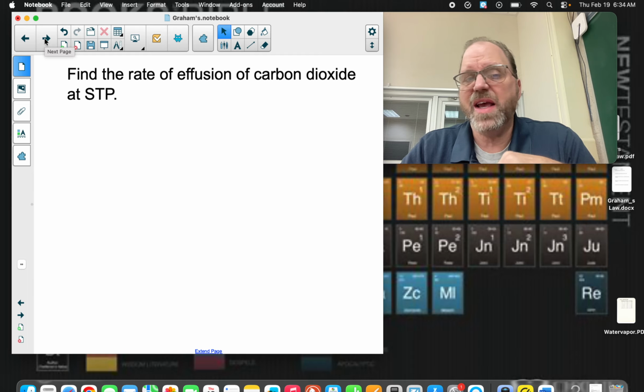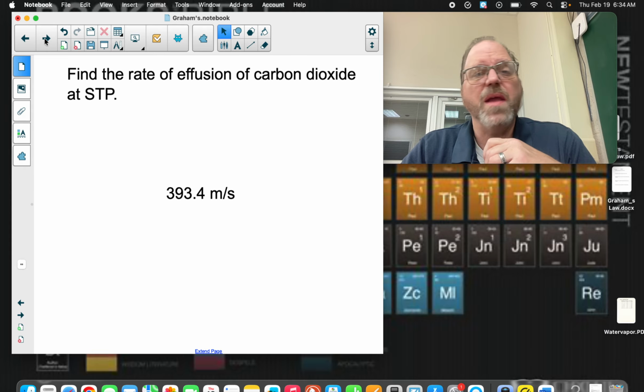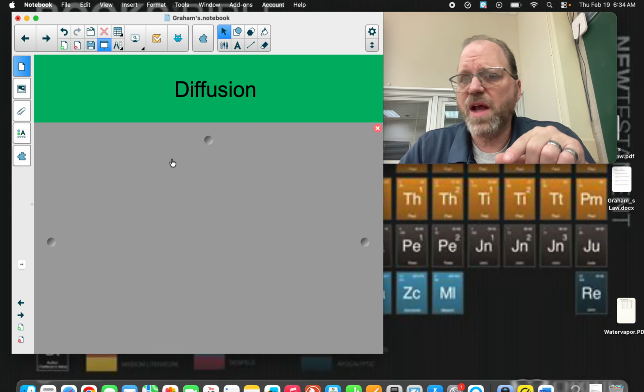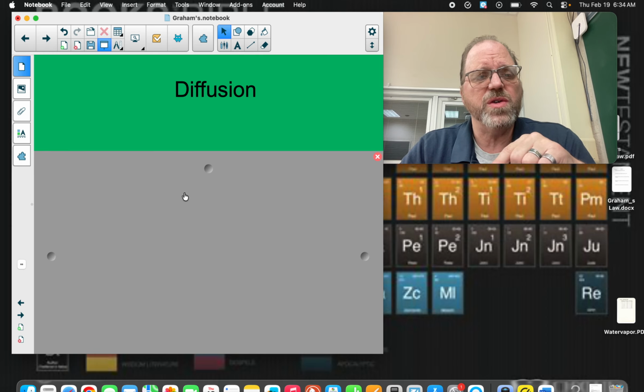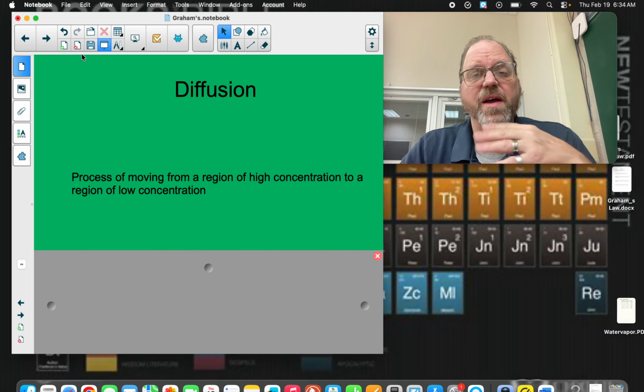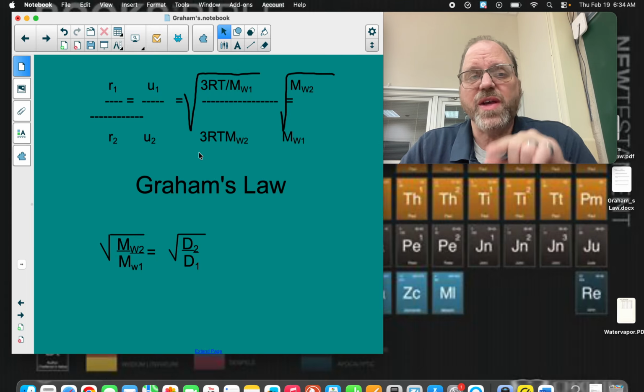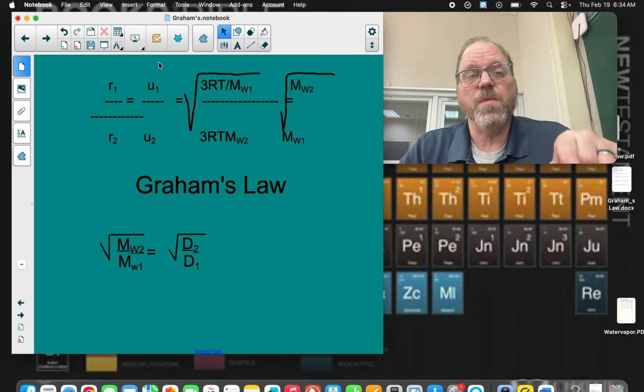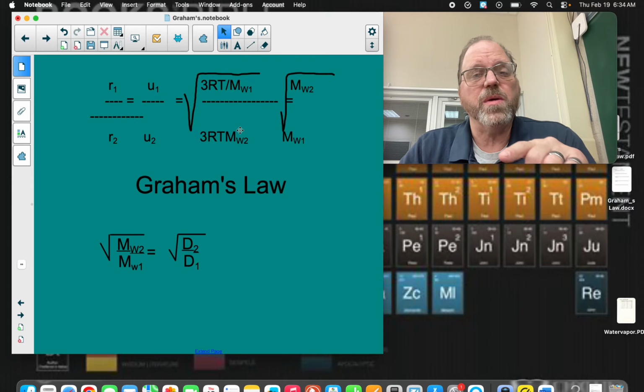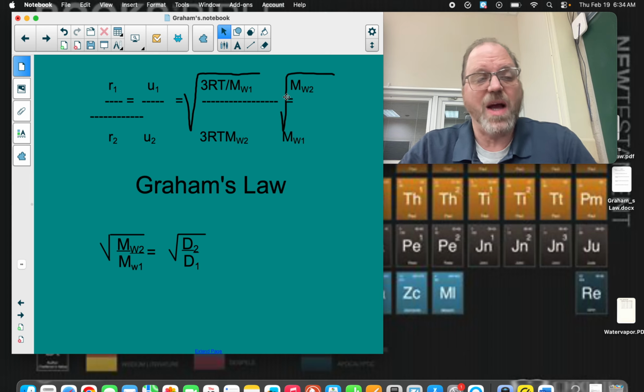So that's the answer, 393.4 meters per second. Now we can also talk about what we talked about last year, diffusion. Diffusion is the process of moving from a region of high concentration to a low concentration. Now, the way that we actually got those is using that U value. If we take the square root of 3RT over MW, those get flipped, and that's how we got the Graham's Law equation we worked with last year. The rate of 1 over the rate of 2 is the square root of MW2 over MW1.